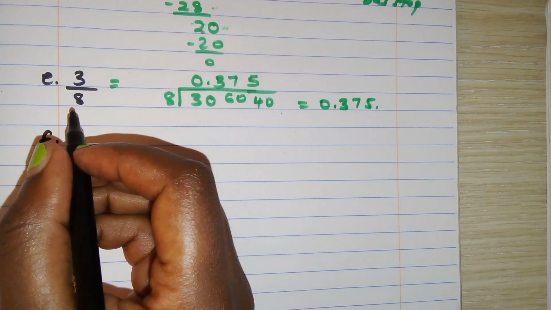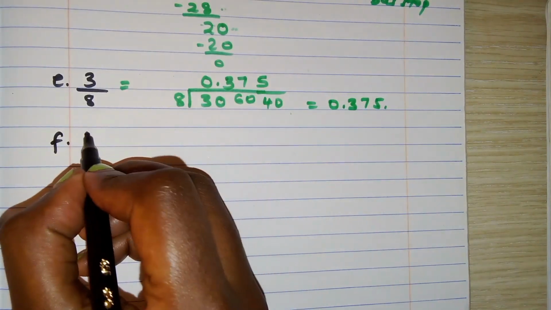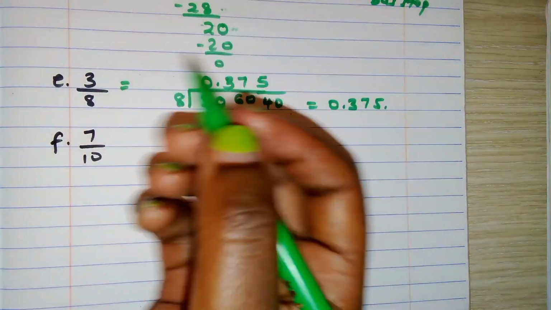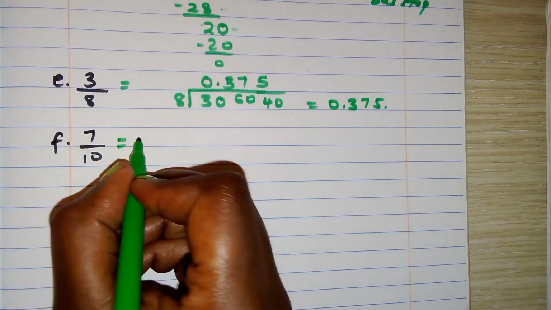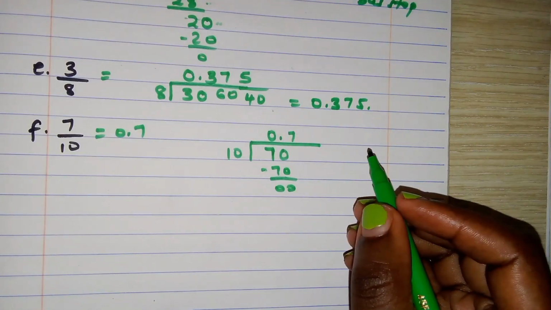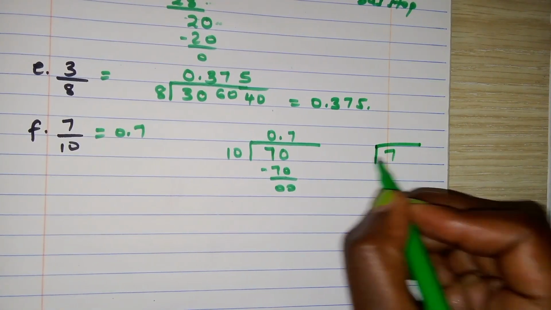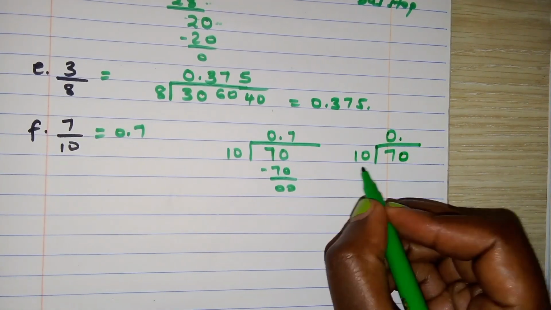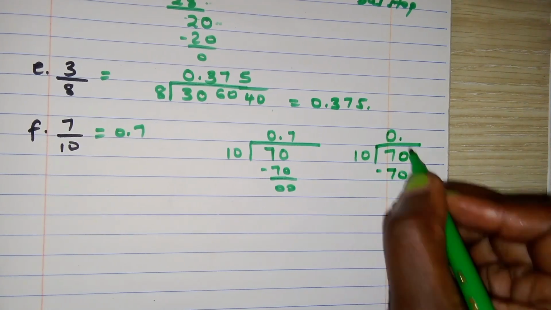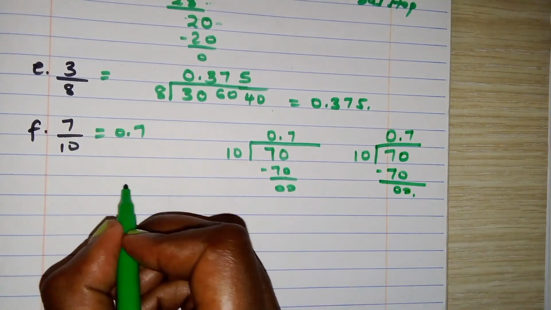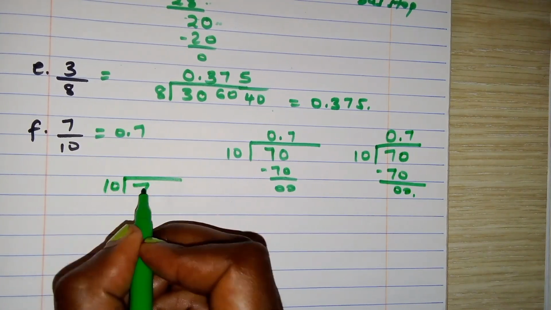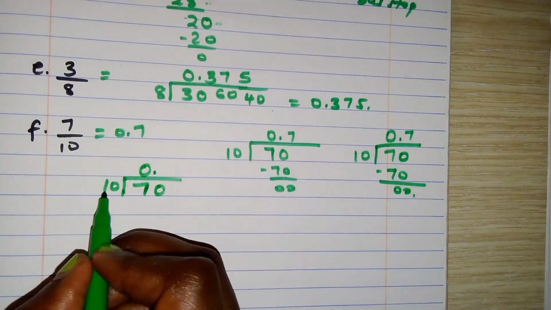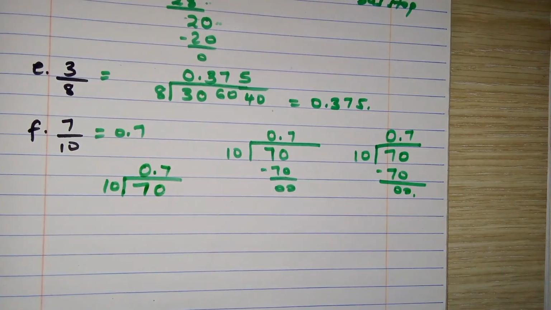Now the last question would be 7 over 10. In this one you can use the first method, so it's already out of 10, so this is 0.7. So using the long division, 7 divided by 10. 10 can't go into 7, so you put a 0 point, add a 0. 10 can go into 70 7 times.